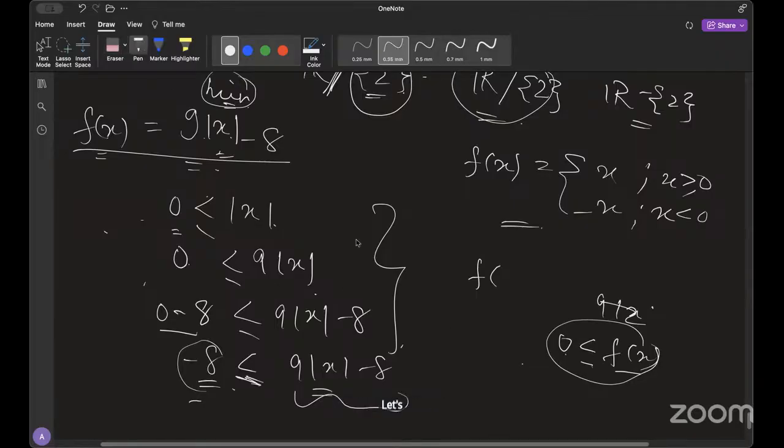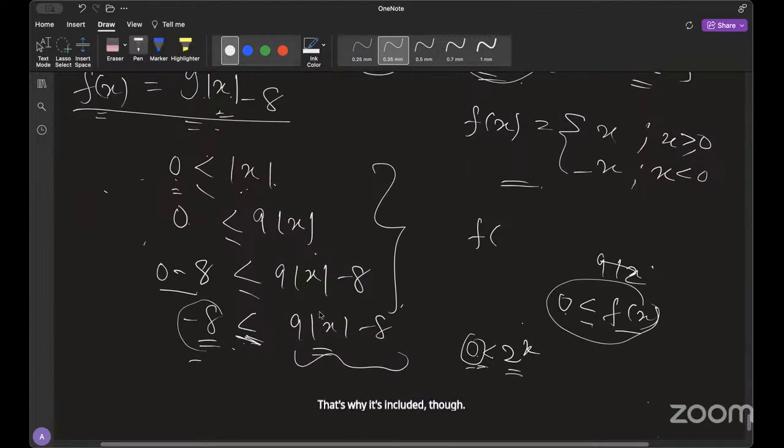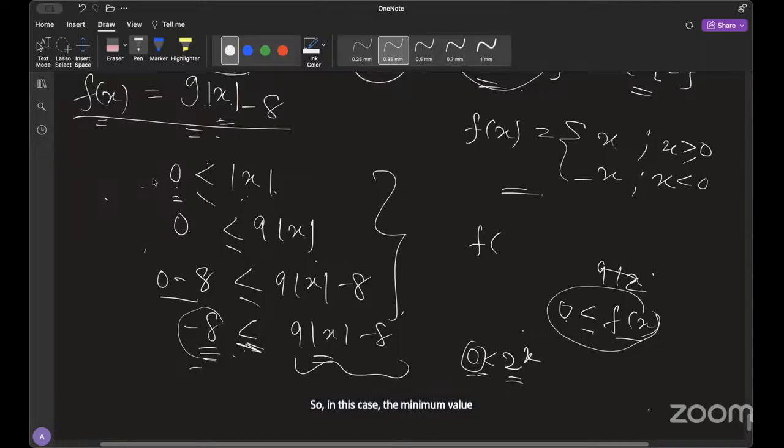Let's just take 2 to the power x. No matter what value you take of x, this is always greater than 0. It can never be 0. So the value 0 is never attained. But here you have mod. In mod, 0 is attained. In this function, 0 is not attained. That's why equals is included here. So in this case, the minimum value is minus 8, because that's the minimum value you can attain, right?